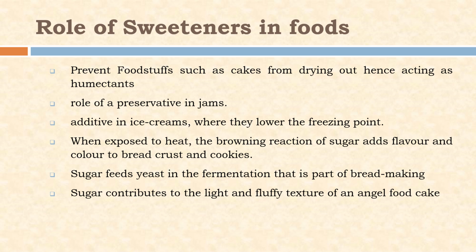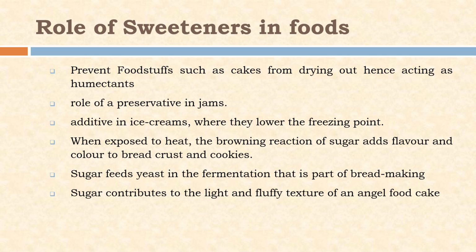So the role of artificial sweeteners in the baked foods or other foods is something which will prevent it from drying out, especially in the cakes. That is, it is acting as a humectant. Humectants are maintaining the moisture content in the food, which will add some market value for the product. It will act as a preservative in the jams. It will act as an additive in the ice creams because it will lower the freezing point of the ice creams when we add the sweetness to them. And when exposed to heat, it will form browning reactions in the sugars.